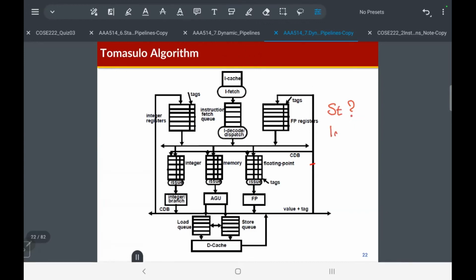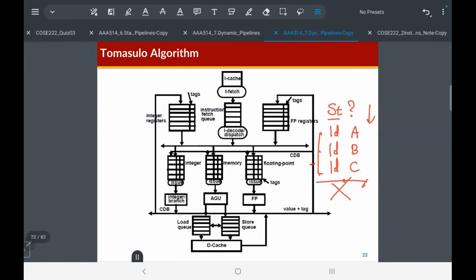Then there are loads, and fortunately we know the addresses of the following load instructions. This is the order of memory instructions. What should we do in this case? We don't know the address of the store instruction, but there are three following load instructions whose addresses we know. What should we do? In this case, the load instruction cannot access the data cache.